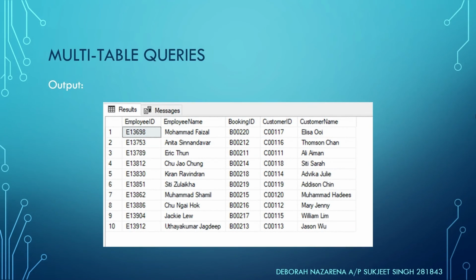So here you can see in this output, we know which employee handles which booking and which booking belongs to which customer. Like in this case, we can see the employee Eric Dunn with this employee ID handles this booking ID, which belongs to this customer called Ali Ayman. In the case of these names, employee name and customer name, we use the CONCAT function to join the first name and last name, since the details of their names are listed out as first and last name in the tables.